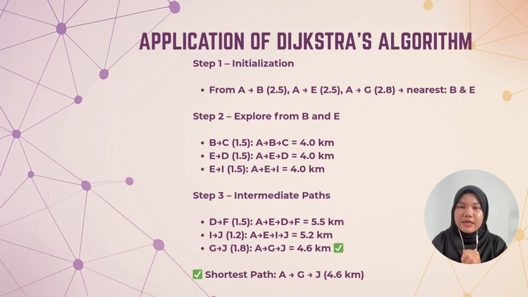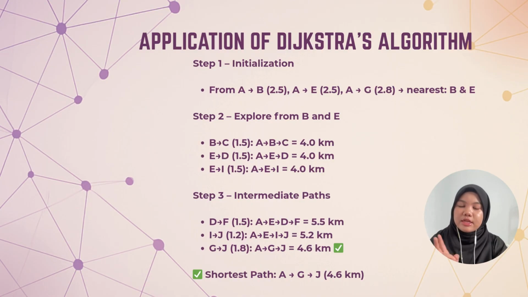Okay, let me briefly explain how I applied the algorithm. So, step 1, initialization. From the starting point A, there are three direct paths. From A to B, 2.5 kilometers, A to E is 2.5 kilometers, and A to G is 2.8. So, the nearest nodes are B and E, both at 2.5 kilometers.